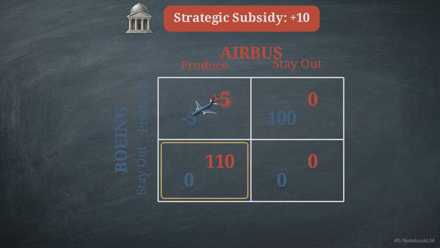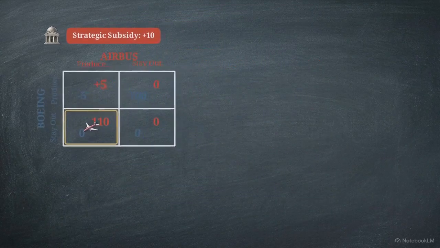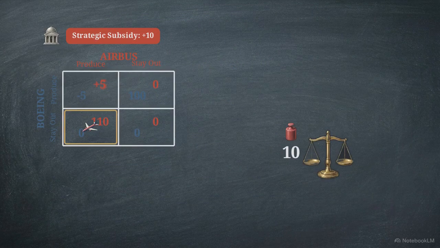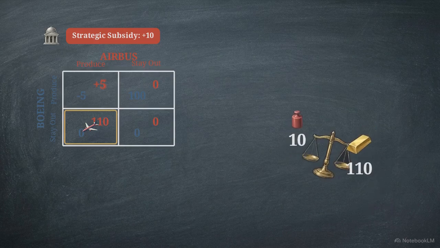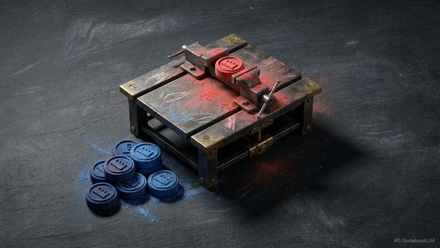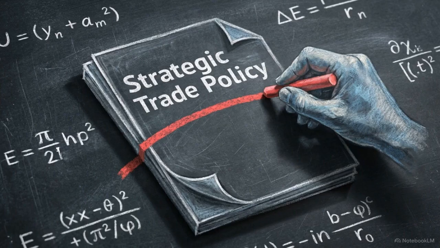Boeing now knows Airbus is guaranteed to produce. Since entering a contested market would mean taking a loss of 5, Boeing chooses to back out. For a cost of only 10 points, Europe secures the entire market for Airbus. This yields a profit of 110, successfully stealing 100 points of wealth from the American economy. The model proves that a government can raise national income strictly at another country's expense by tilting the terms of competition.